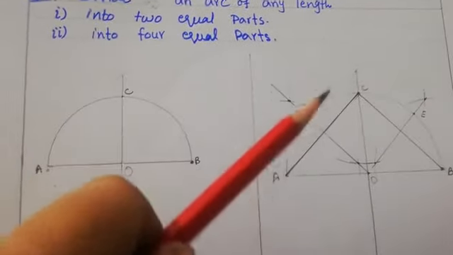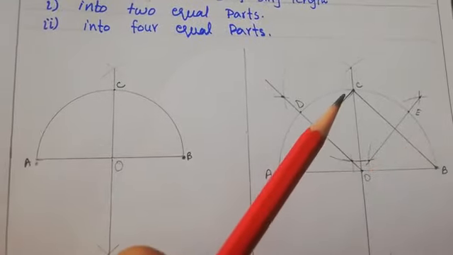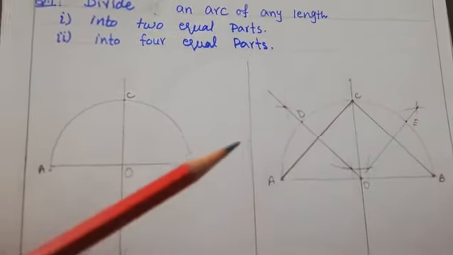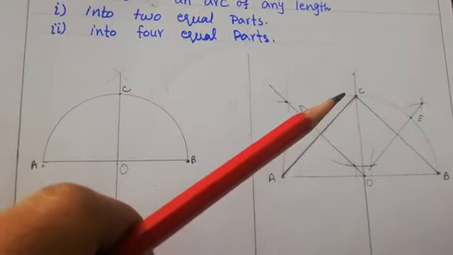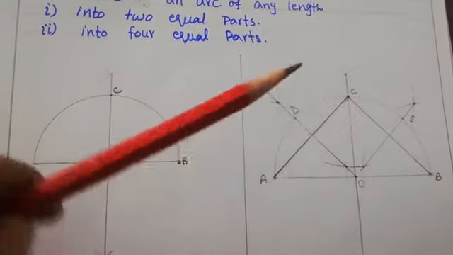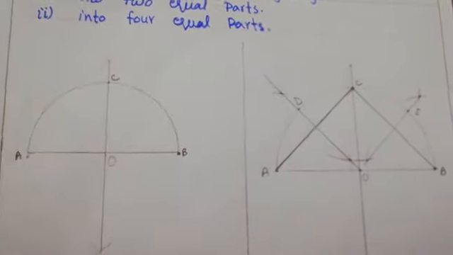Now we have point C on the arc AB. After that you will join point A with C and point C with B, and after joining this, we will draw the perpendicular bisector of AC and BC. How can we draw it?